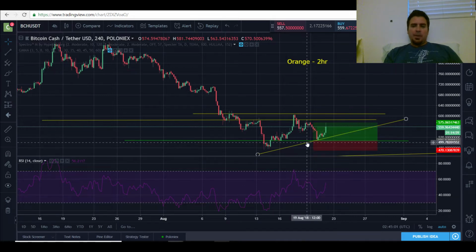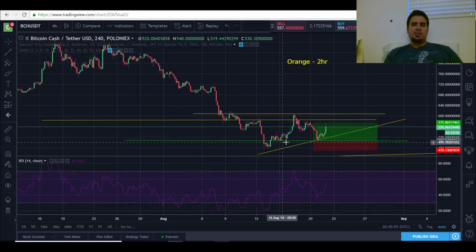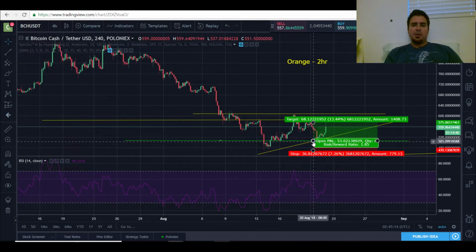But I do know that the price will likely fall down to about right here, because this is the last area of support where there was some ongoing support and sideways trading was happening. So that's where I marked it.